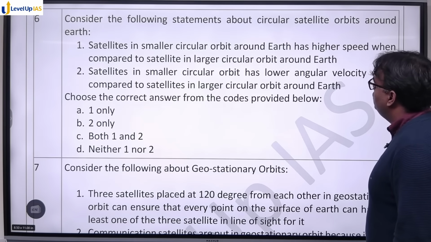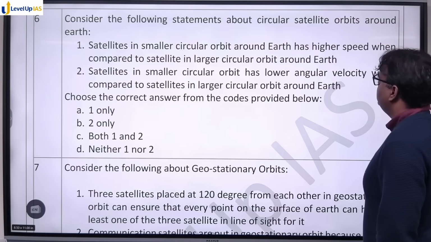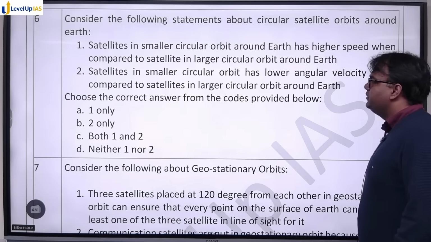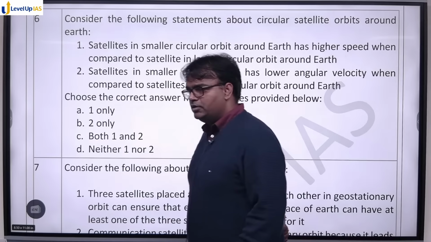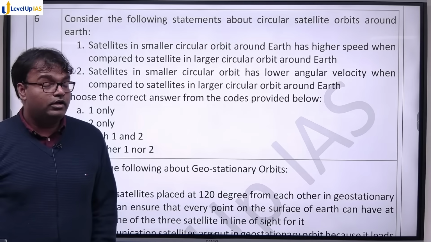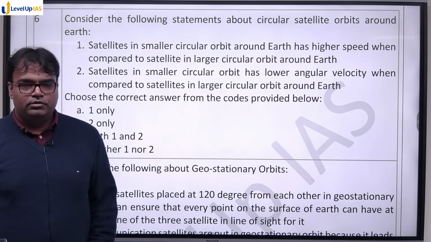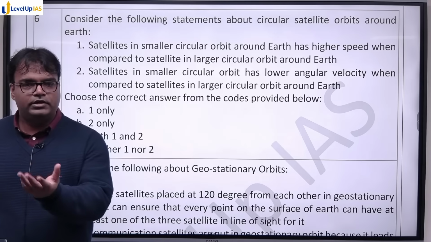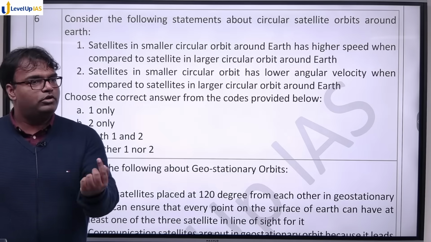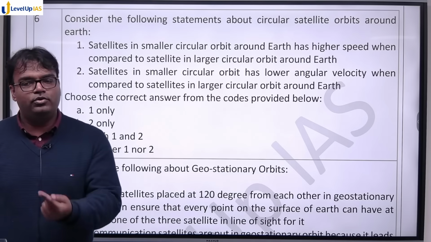A satellite in smaller circular orbit has lower angular velocity when compared to satellites in large. No. Satellites in smaller circular orbit have higher angular velocity. वो 360 डिग्री बहुत ज़्यादा फास्ट कर ले. Smaller orbit में they cover 360 degrees in 90 minutes or 2 hours, whereas the larger one takes much larger time. So smaller ones have higher angular velocity.